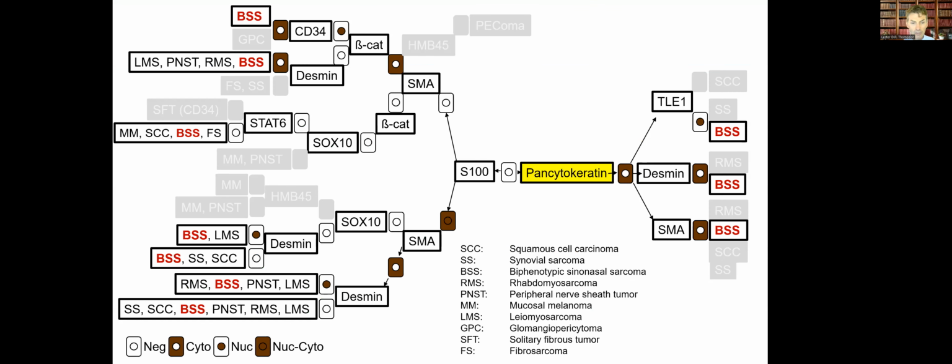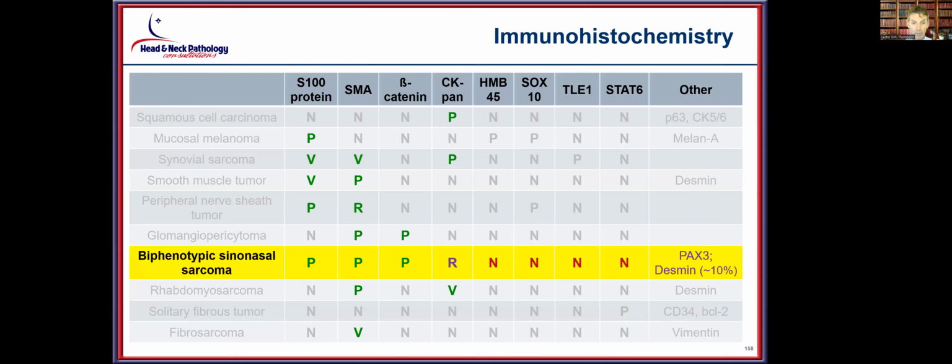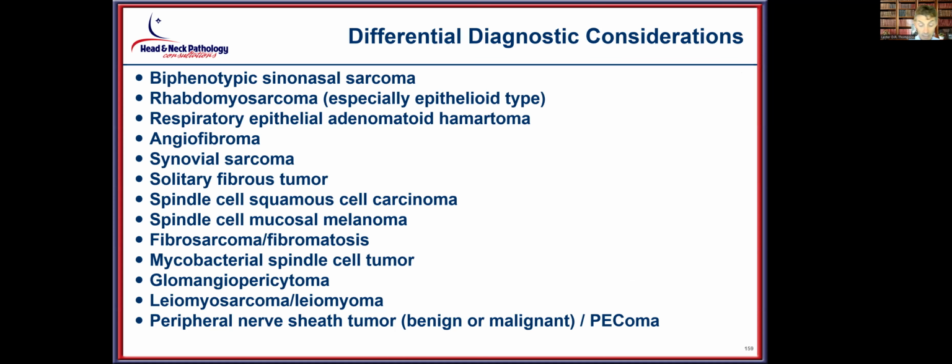So we go back to our immunophenotypic panel. And the reason I'm ending with this is I think you can see that biphenotypic sinonasal sarcoma, shown here in red, really has a remarkable overlap with all of these others. And so there really is quite a diverse reactivity pattern within this tumor, and it is one that needs to be considered carefully as you go through the spindle cell tumor category.